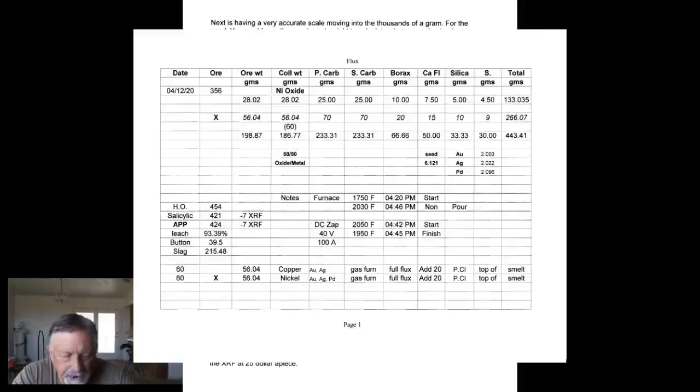Across the top of the sheet is which ore, in this case is 356, how much, 56.04 grams, then potassium carbonate, the sodium carbonate, then borax, calcium fluoride, silica, and sulfur, and all the fluxes used and quantity. Then your end product, the button, which is 39.5 in this case, weight, and the slag.